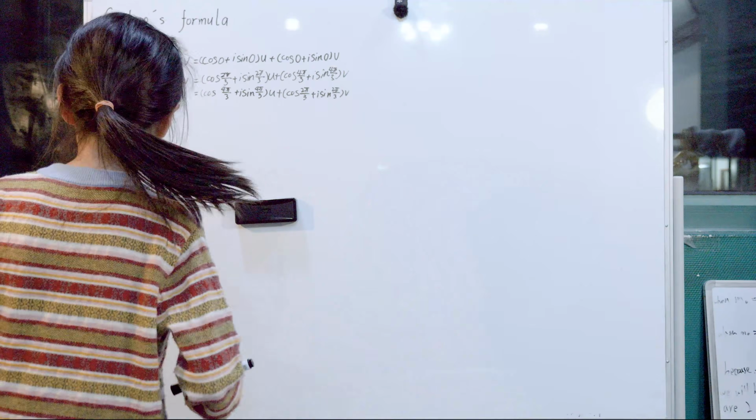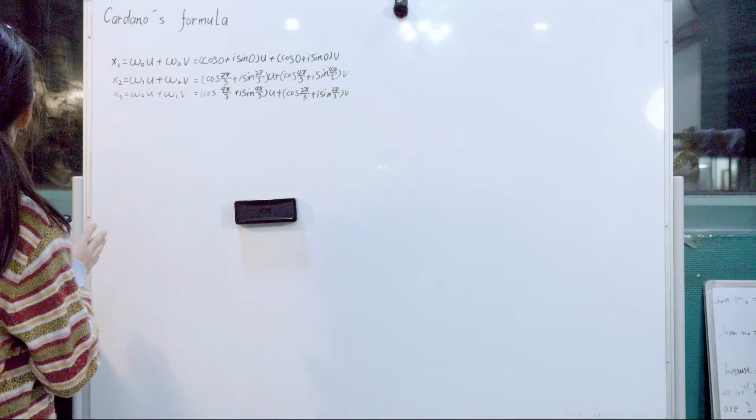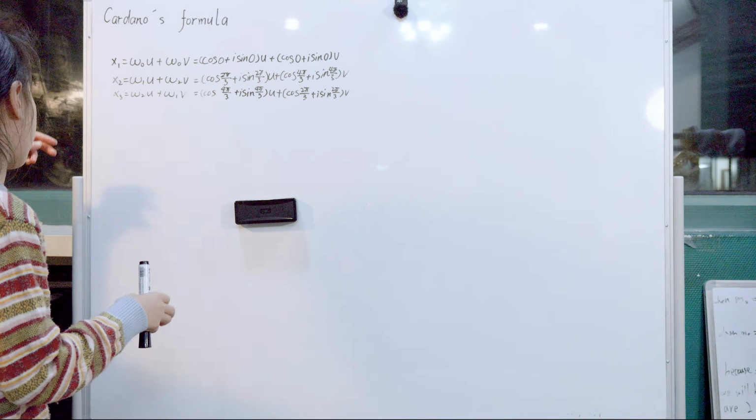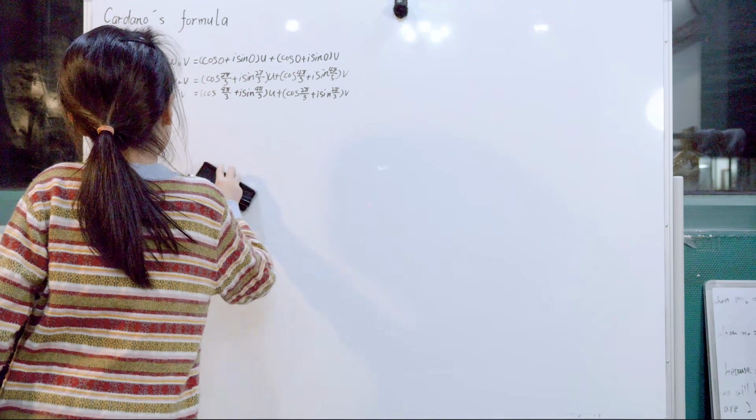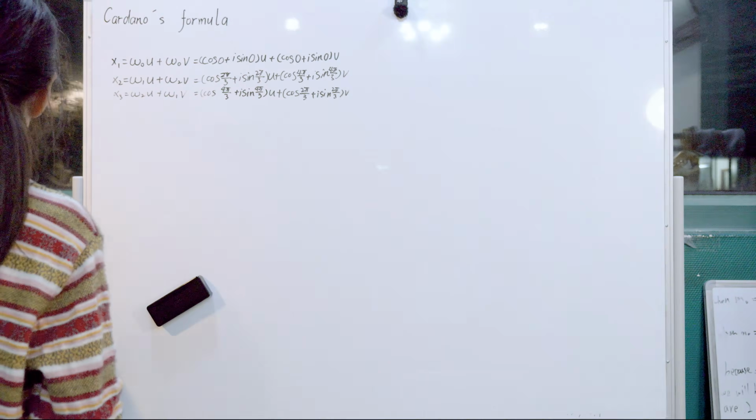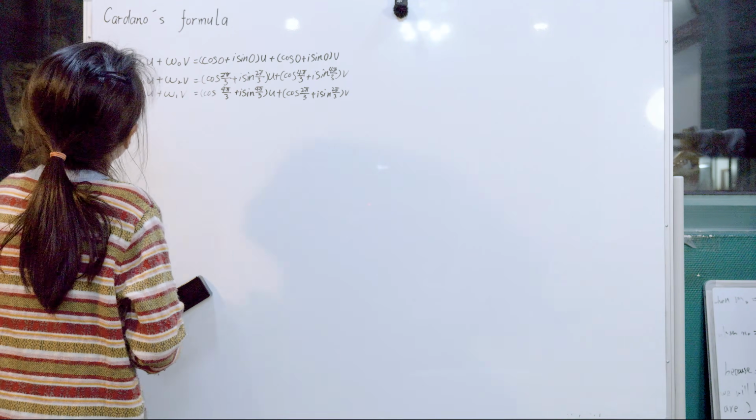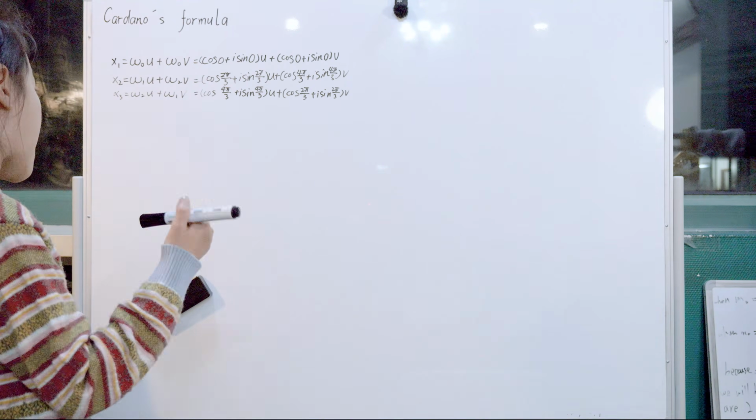I'm Clara. Today we're going to have a supplement to the second video of the Cardano formula. In the second video, we talked about the three roots x1, x2, and x3.